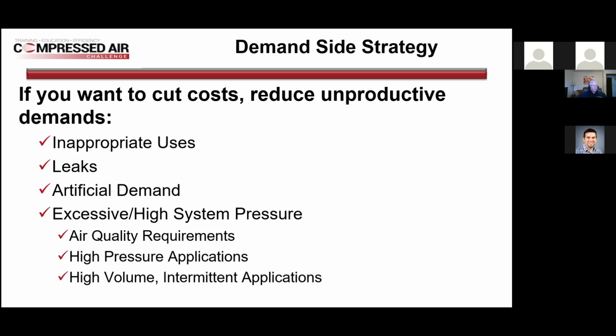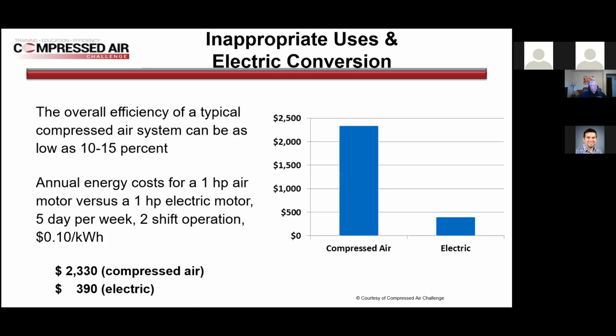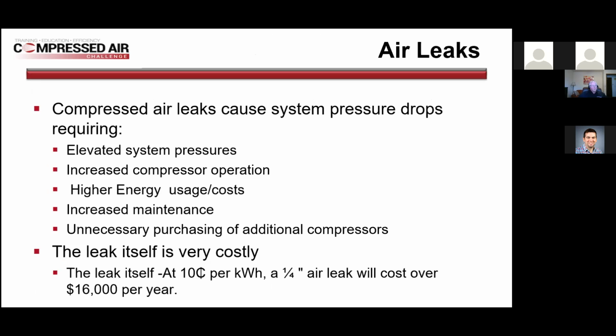Going through and addressing these, and being able to do things like lower system pressure and get rid of those inappropriate uses, is really a good piece. This shows the conversion on the inappropriate uses. Why do we want to do it? A compressed air 1 horsepower motor costs you $2,330 to run versus $390 in electric. So doing these conversions can save a lot.